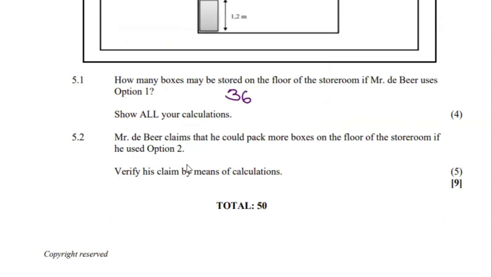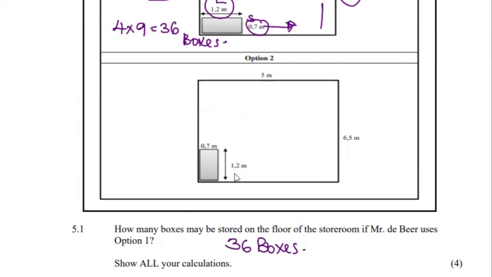We've seen that we shall need 36 boxes. Mr. DB claims that he could pack more boxes on the floor of the storeroom if he used option 2. Verify, showing your calculations. Okay. As I showed you, now this one, it's facing this. So we shall find out. If it's facing this, that means the 5 is going to be divided by the 0.7, which is 5 divided by 0.7.